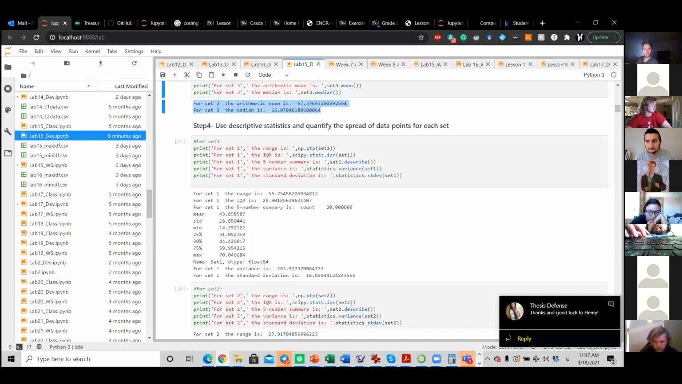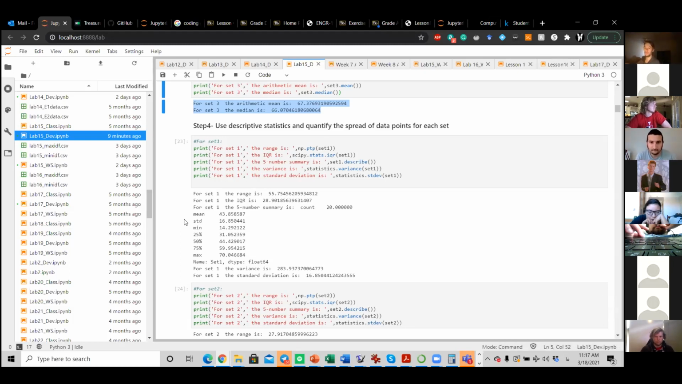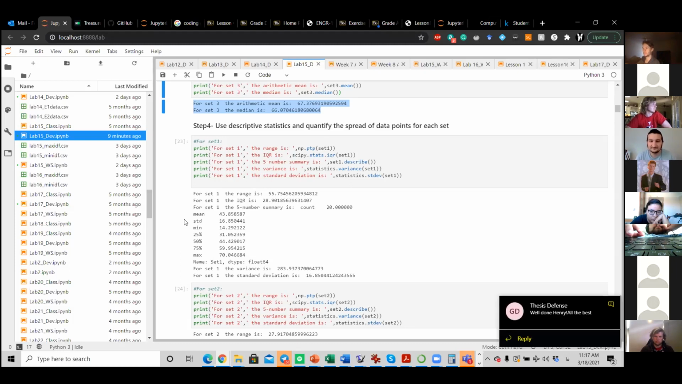Okay, so I can see that it reads set one, and then it's giving us information on it. So it starts off by giving us the range, so like the minimum value to the maximum value, correct? The difference between the two. Mm-hmm. IQR, I should know that. Hold on, I'm sorry. Don't worry about it. Could I have a refresher on the IQR? I'm sorry. IQR is the interquantile range, and it is the difference between the 75th quantile and the 25th quantile.